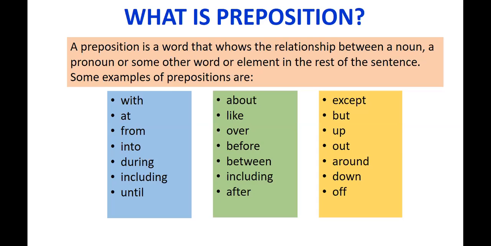Okay, so we are going to start with the next topic that is for tomorrow. Just let me introduce what it is, and then for tomorrow we are going to have the exercises. So what is a preposition? A preposition is a word that shows the relationship between a noun, a pronoun, or some other word or element in the rest of the sentence. Some examples of prepositions are with, at, from, into, during, including, until, about, like, over, before, between, after, except, but, up, out, around, down, and off.